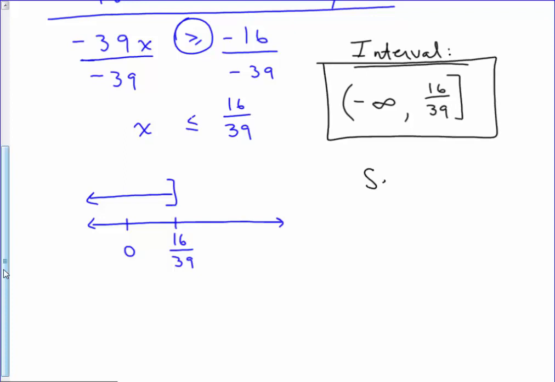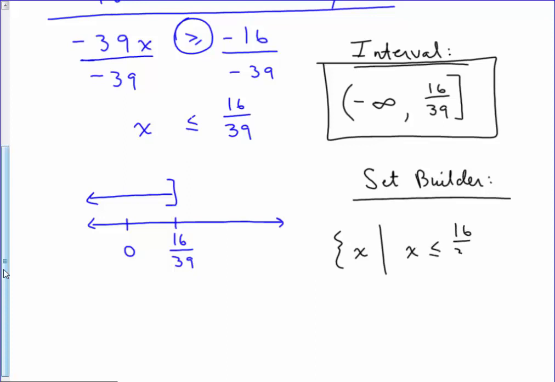For set builder notation, we start set builder notation with a curly bracket denoting a set. We then write the variable that's described in the problem, so in this case x. Draw a vertical bar, that means so that, and then copy the solution of your inequality. X is less than or equal 16 over 39.